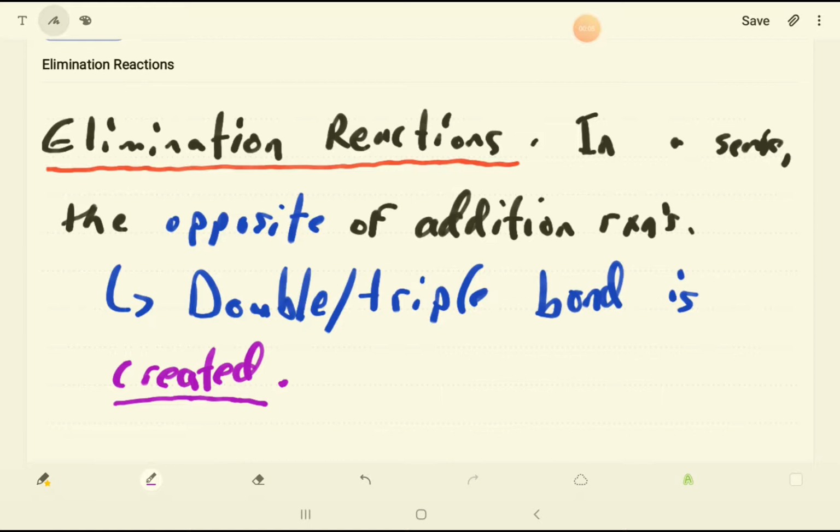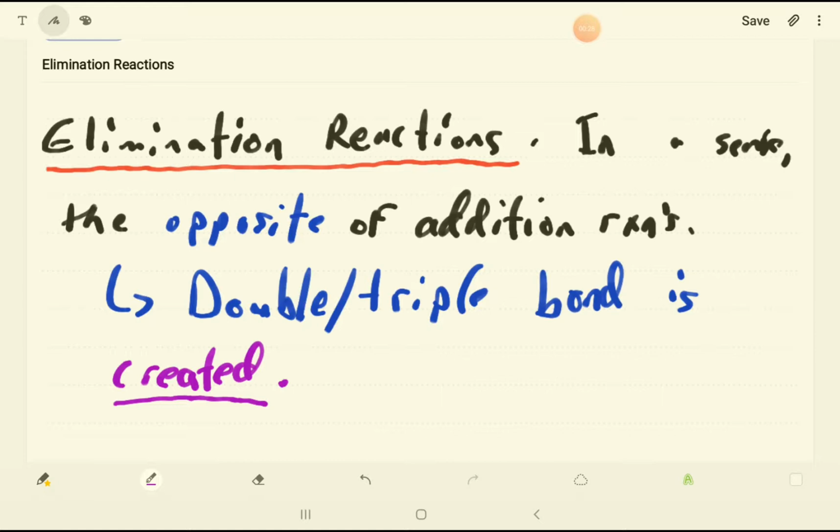So here's our fourth reaction type, which are elimination reactions. And in a sense, they're the opposite of addition reactions. If you recall, the addition reactions are when a double bond or a triple bond has been broken, and that can be by means of hydrolysis, halogenation, or hydrogenation. In this case, it's going to be sort of backwards of that.